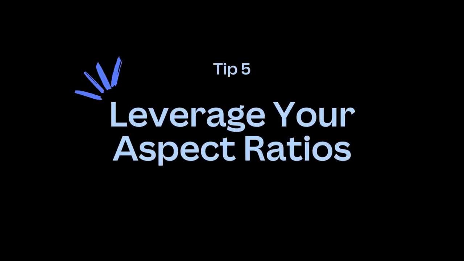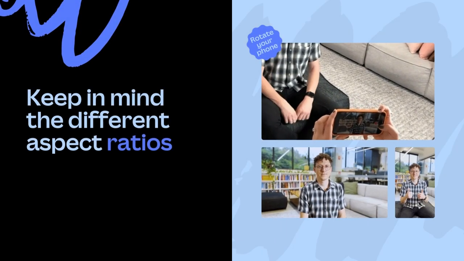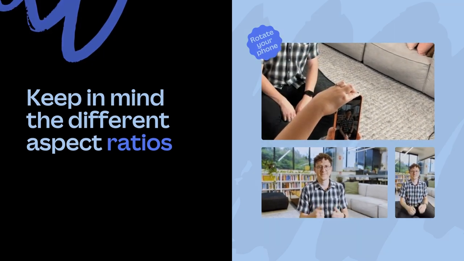Leverage your aspect ratio. Different social media platforms use different aspect ratios. Keep this in mind while you're filming and either shoot with enough room to crop your shot or simply rotate your phone or camera and film the shot again.